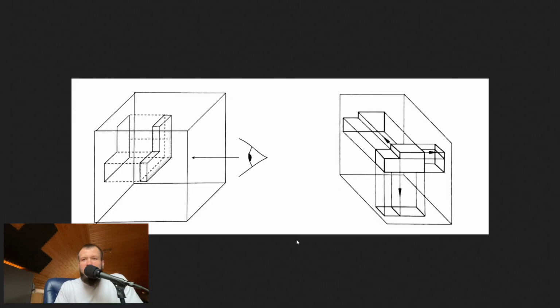Today we are going to take a look at what the ways of projecting views on technical drawings are. We will show you two types of projection and explain the principle behind it.